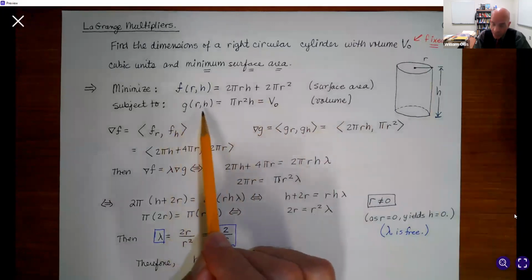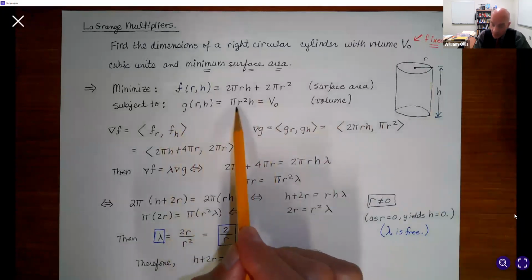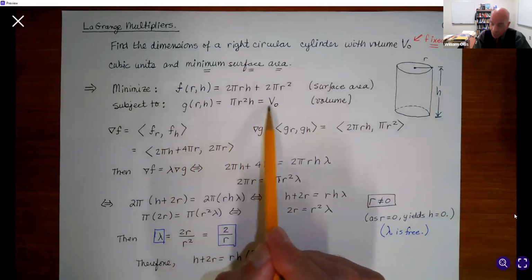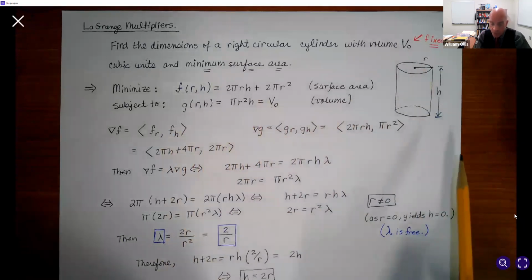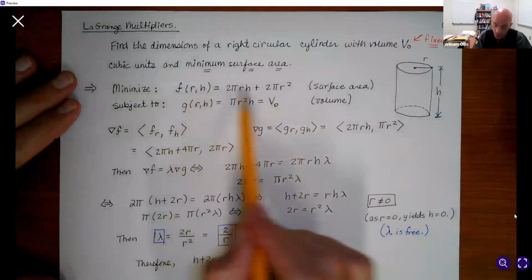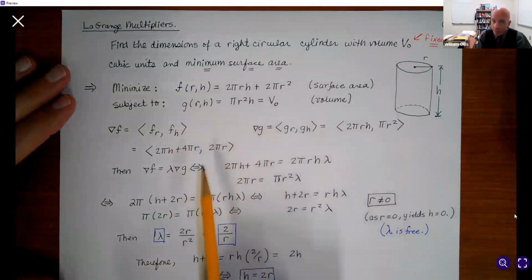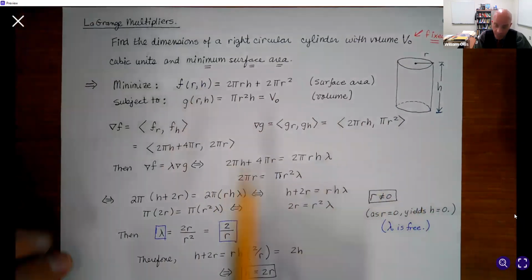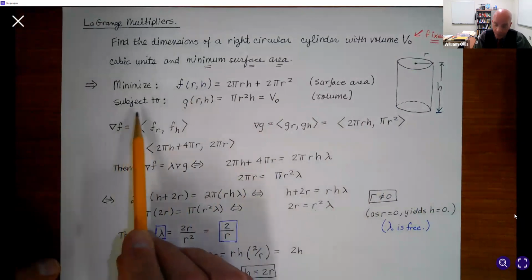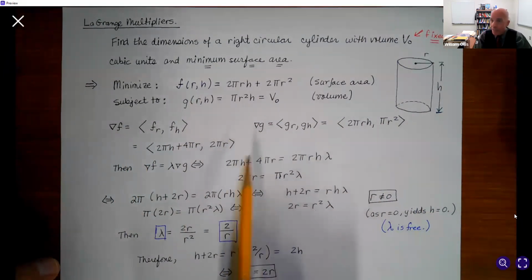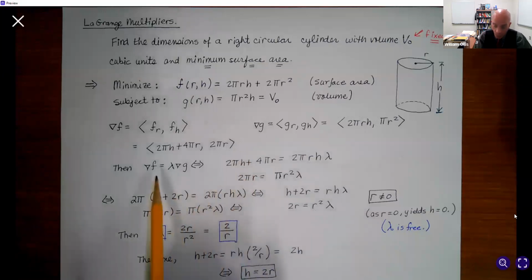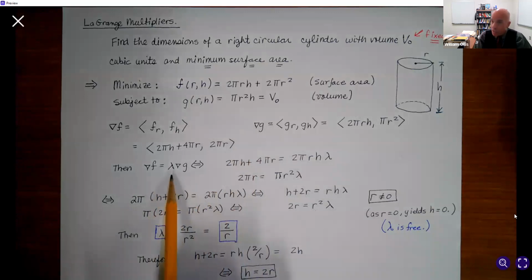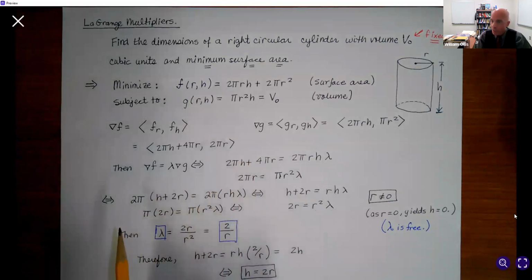And then the constraint is that of the volume. The volume, again, is pi R squared H, and that must have value V sub 0. So again, we minimize the surface area relative to the volume constraint. Now, the theorem for Lagrange multipliers says that the gradient of F and the gradient of G will be parallel. So we'll have the system, that is the gradient of F is lambda, some real number, times the gradient of G. We know that is the condition for parallel vectors.